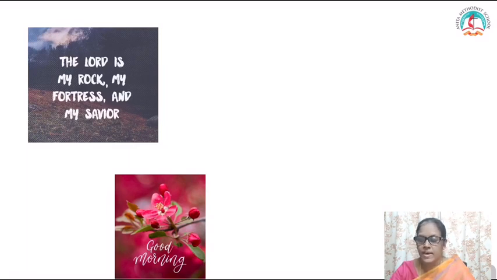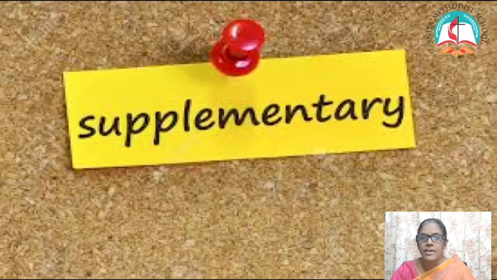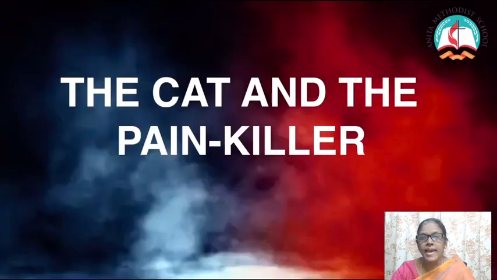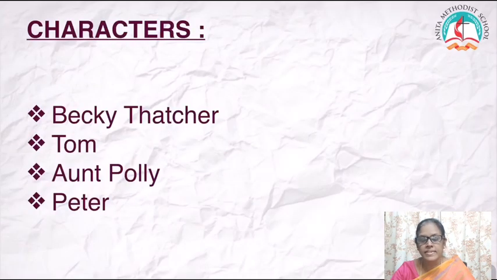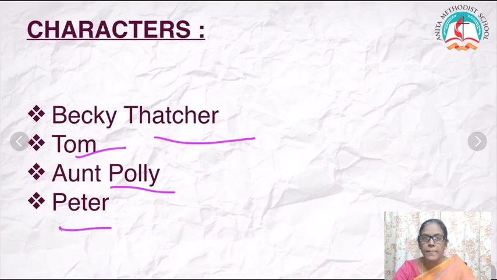Welcome to our English class. Today, we are going to concentrate on the supplementary reading, The Cat and the Painkiller. The main characters in this story are Becky Thatcher, Tom, Aunt Polly, and Peter. Peter is the cat here.